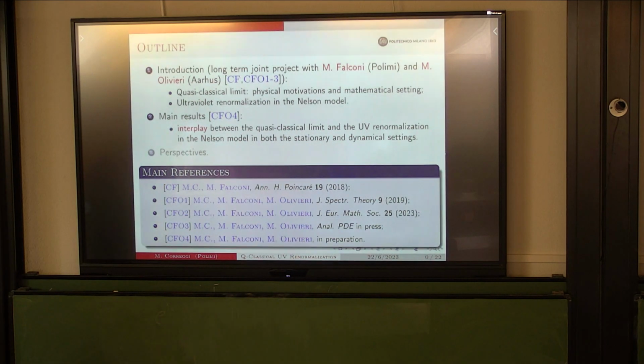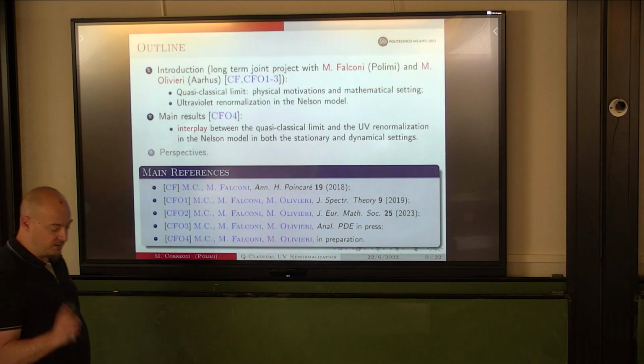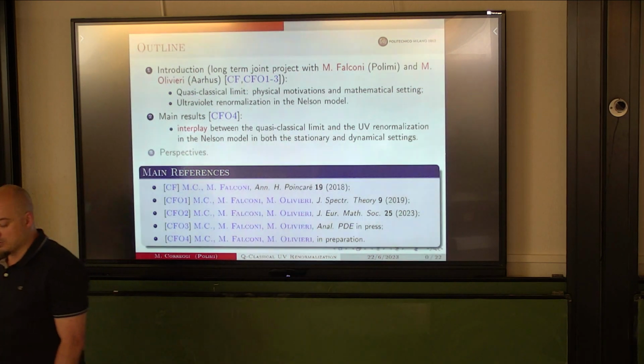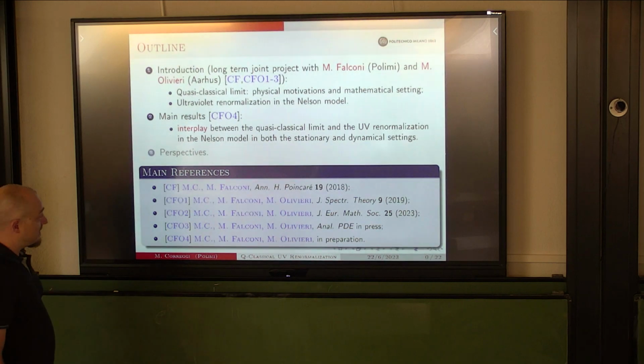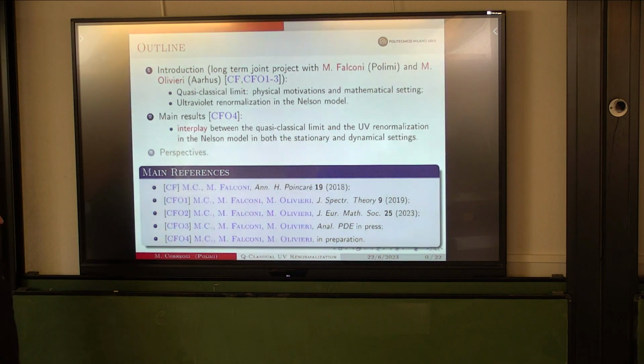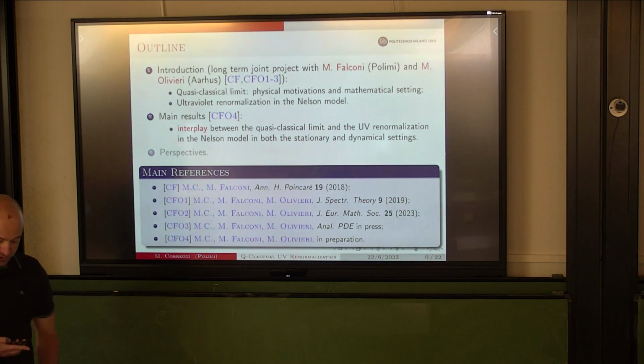Mainly, let me anticipate the main result, which is, from the dynamical point of view, the fact that the quasi-classical limit and the ultraviolet renormalization commute. That was one of the questions raised during the talk by Nikolai. So we are going to see that that's the case at the level of the dynamics. That's actually not the case at the level of the stationary picture, if you like. That's something which will come out of the analysis. And then I will finish with some perspectives.